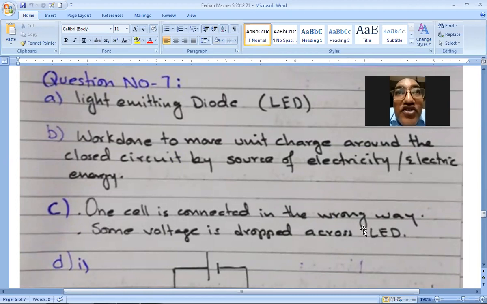Work done to move unit charge around the closed circuit by source of electric energy. You know, the formula for the EMF is work done divided by charge. EMF is equal to work done divided by charge.